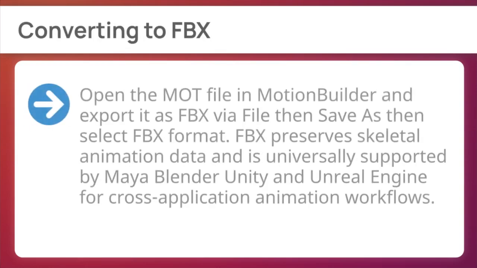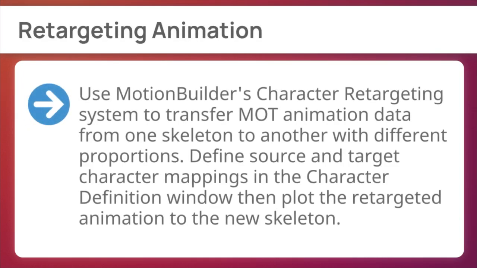Next, converting to FBX. Open the MOT file in MotionBuilder and export it as FBX via File, then Save, then select FBX Format. FBX preserves skeletal animation data and is universally supported by Maya, Blender, Unity and Unreal Engine for cross-application animation workflows. Finally, Retargeting Animation.